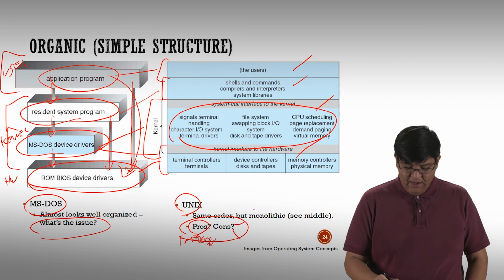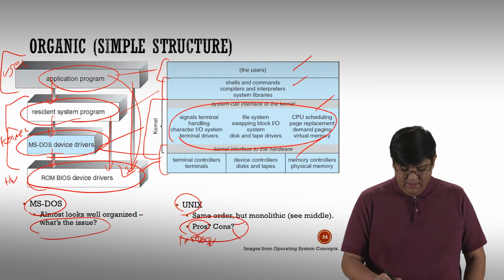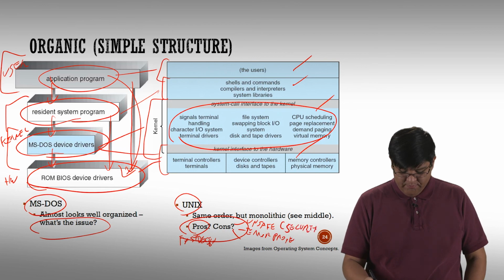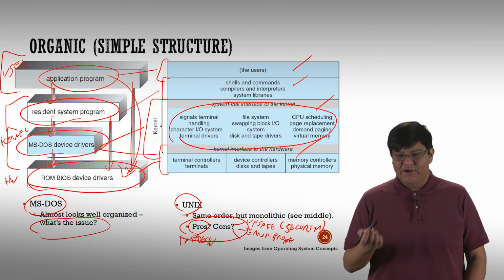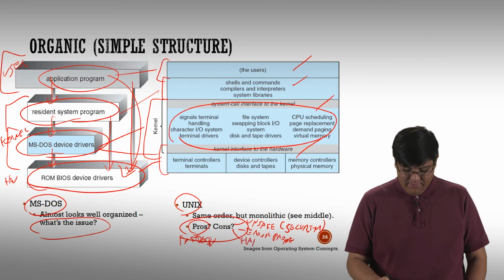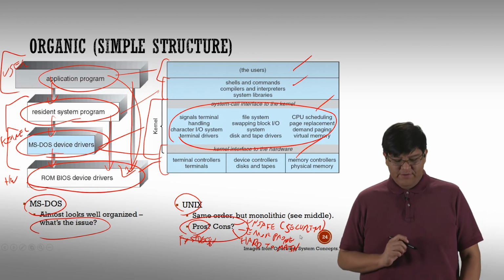Cons would be basically that it could be unsafe. These are all possibilities, depending on what you actually do. It could be error prone. And I'll put this as security here. And last but not least, it's also hard to maintain. If you don't separate parts of your system, it's going to be hard to figure out what you need to update. All right, so those are our issues with it.